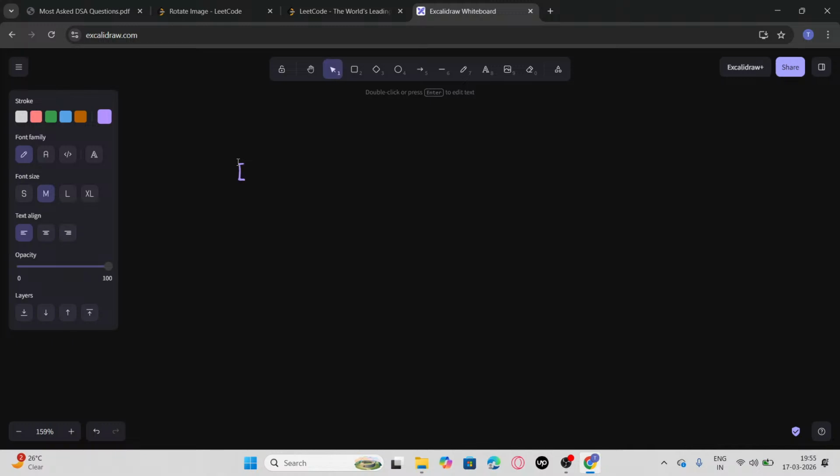Let's just say we have it like this, 1, 2, 3. Since it's a 2D matrix, we can just use this. You can just write it like this.